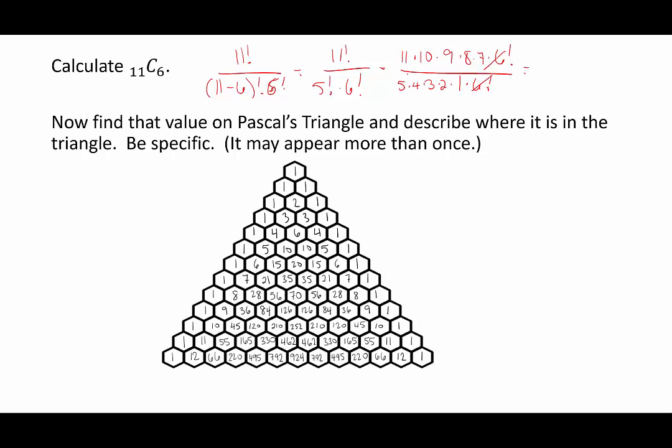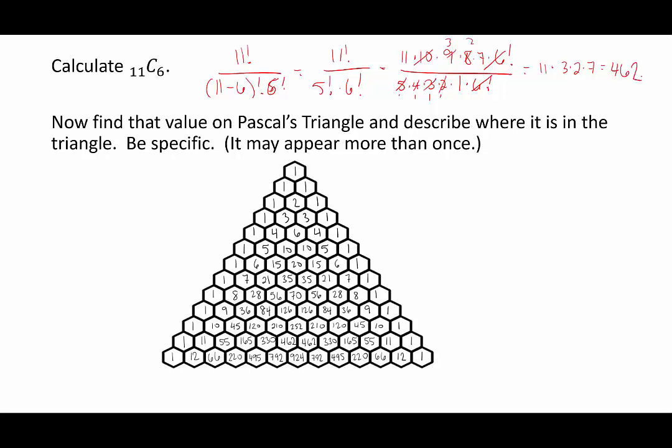Those cancel. The 5 and the 2, 5 times 2 is 10, so I'm going to cancel that with the 10. The 4 will cancel, well, it'll leave a 2 up in the numerator. And the 3 will disappear if I simplify it with the 9. So then what am I left with? 11 times 3 times 2 times 7. If I multiplied this through, that would give me 462. Okay, do we see 462 anywhere?